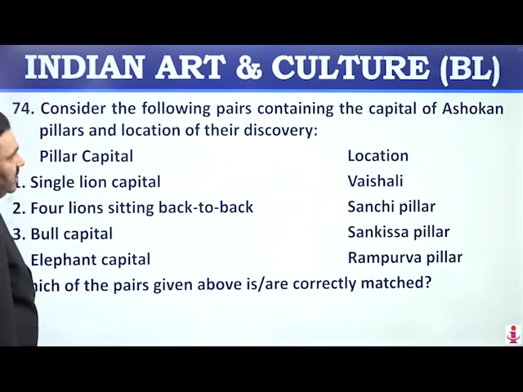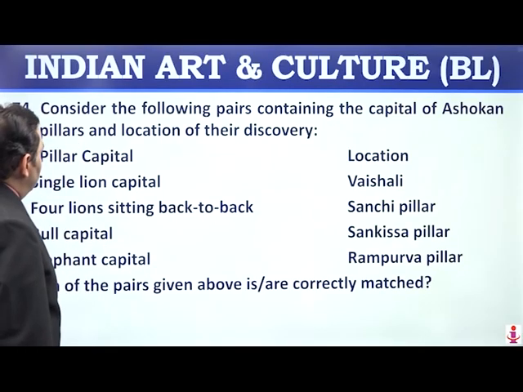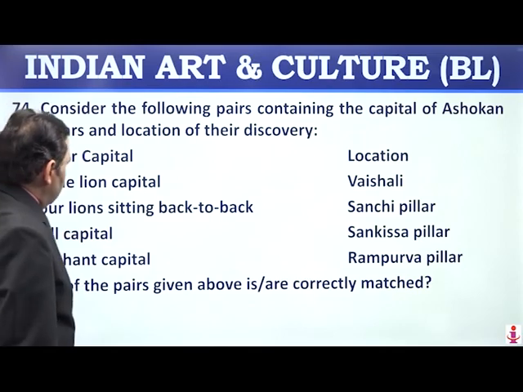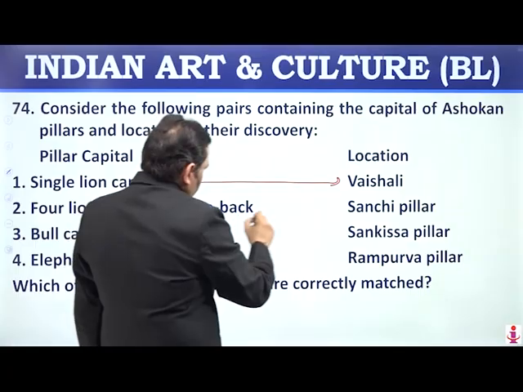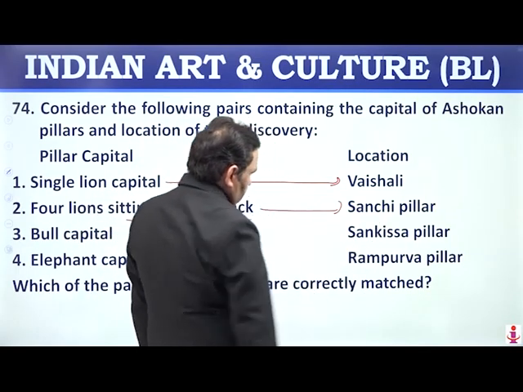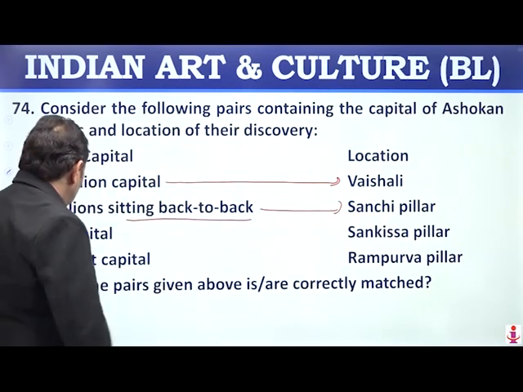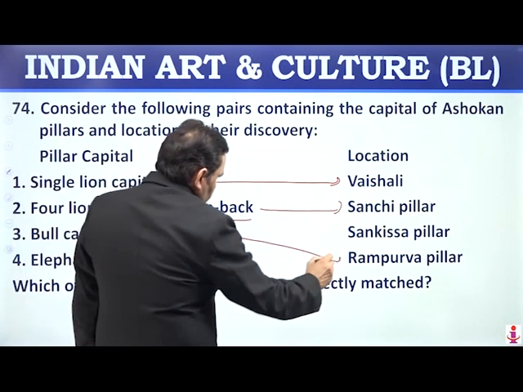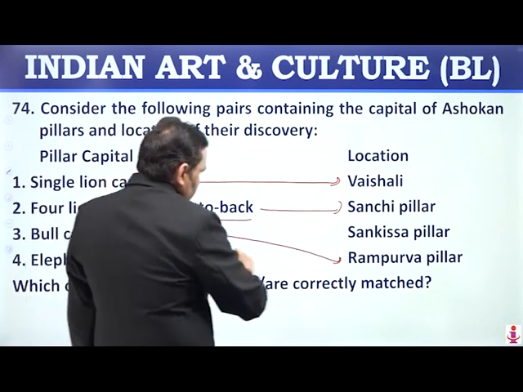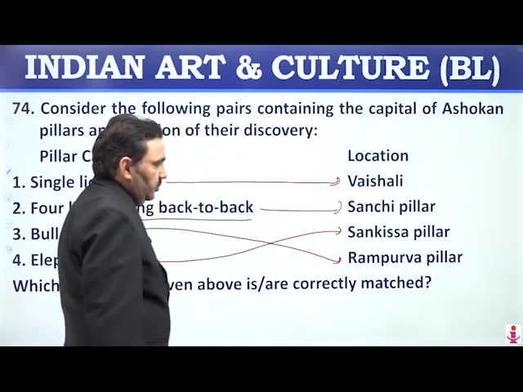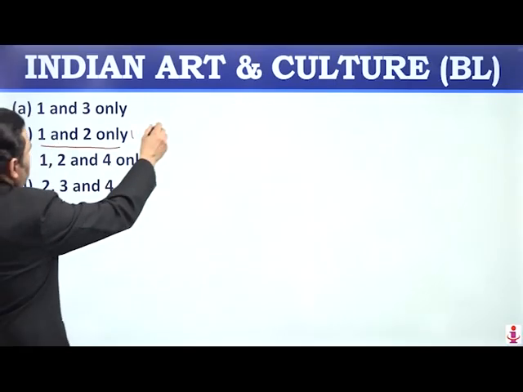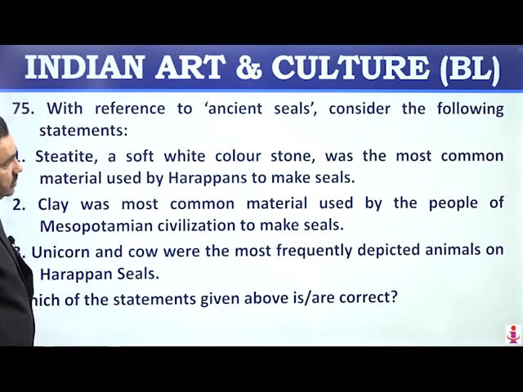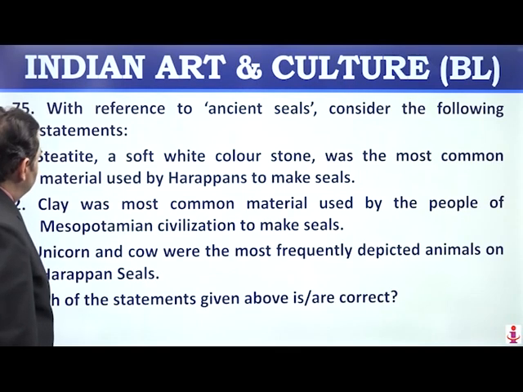74. Consider the following pairs containing capital of Ashokan pillars and their discovery. Single lion capital, Vaishali. 4 lions sitting back to back, Sanchi as well as Sarnath. Correct. Bull capital, Rampurwa, Champaran district, Bihar. Elephant capital, Sankisa, Farrukhabad district of UP. So 1 and 2 are right, 3 and 4 are wrong, which are correctly matched, 1 and 2. That is B.